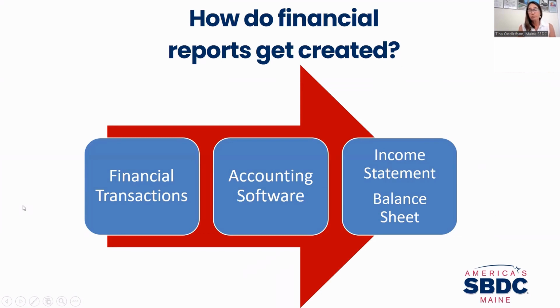The first major question is, how do financial reports even get created? Basically, every small business has things that go in and out of its bank accounts, credit card accounts, and loan accounts, and those are called financial transactions. They are when you buy something at the store, use your credit card, pay your staff, receive money into your account from sales revenue, get money from a loan, or buy big things like equipment or real estate. All of those things are financial transactions.